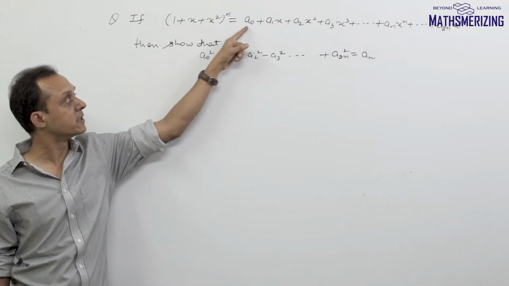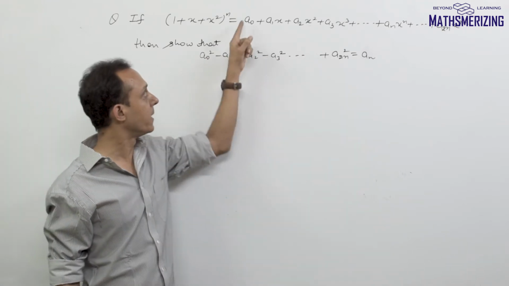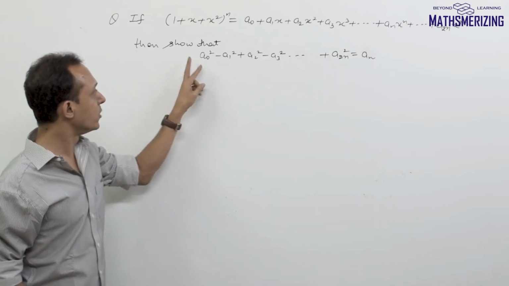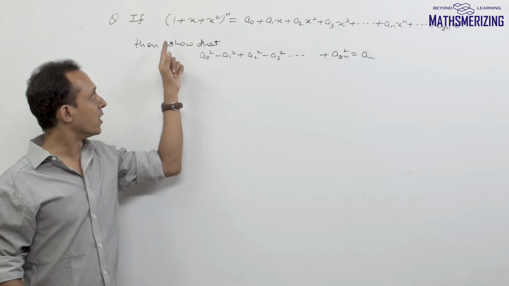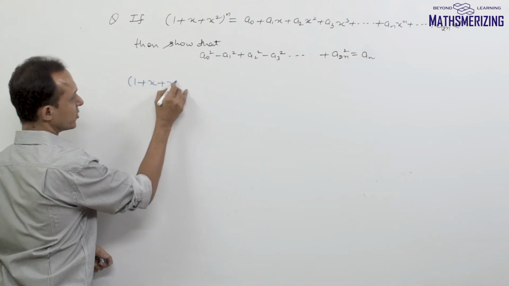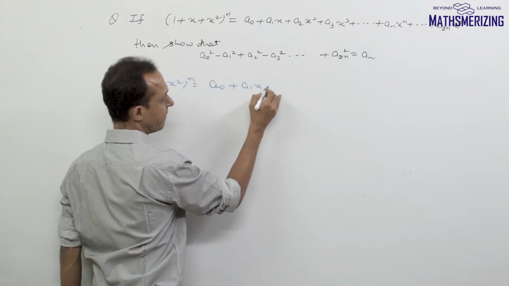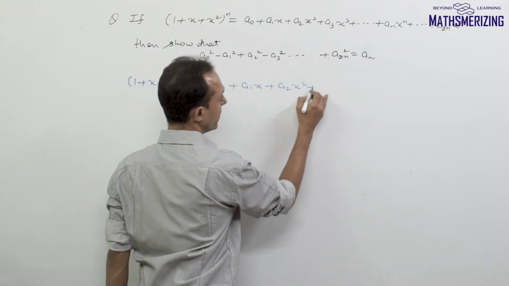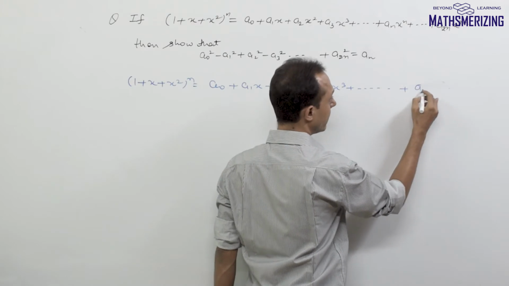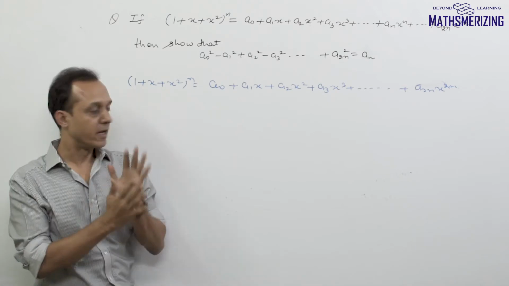So I need to find the series a0² − a1² + a2² − ... + an². So I'm multiplying a0 with a0, a1 with a1, a2 with a2. So the difference between the two suffixes is constant, right? Now I'll start with the first series, which is (1 + x + x²)^n. So here I'll write it as a0 + a1x + a2x² + a3x³ + ... + a2n x^(2n).